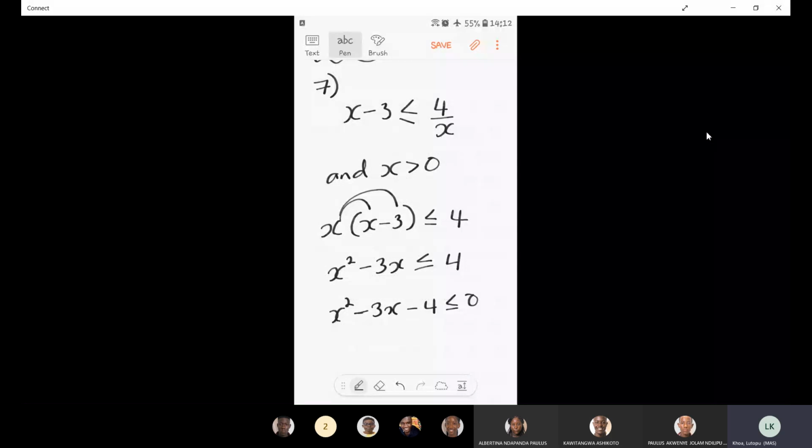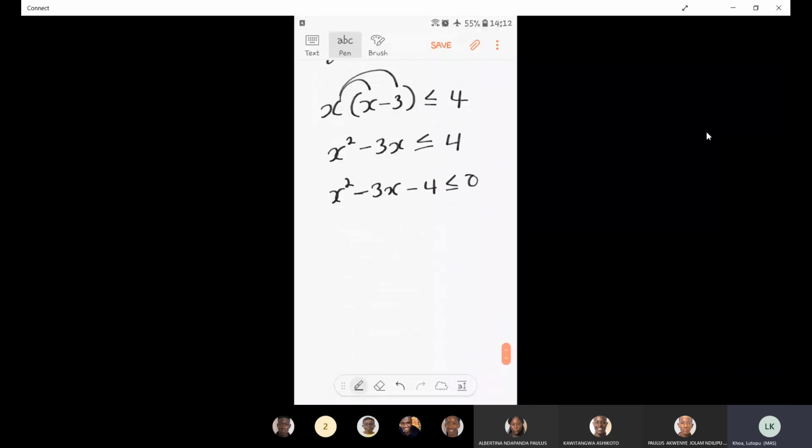So you're looking for two numbers that when you multiply them, the answer is negative 4. And when you add the two numbers, the answer is negative 3. So open your bracket. Those two numbers are negative 4 and positive 1. So you put your x, negative 4 and positive 1. Then you solve to get your critical points.